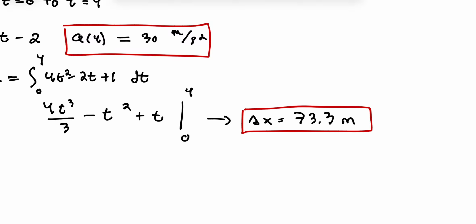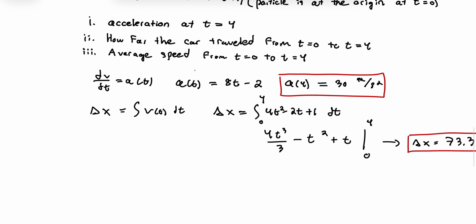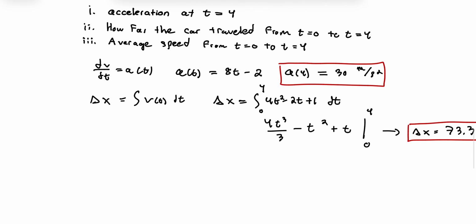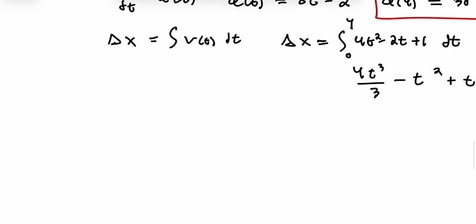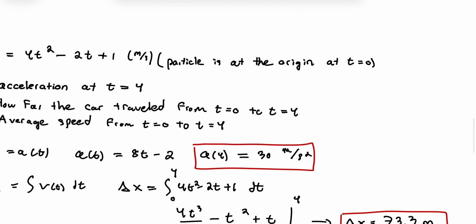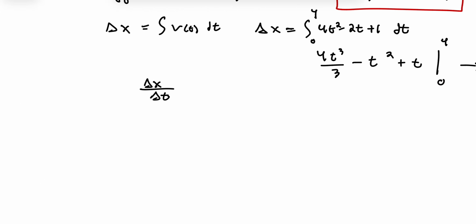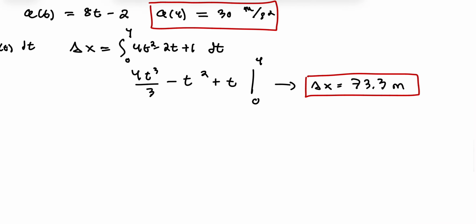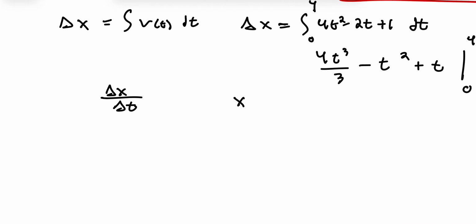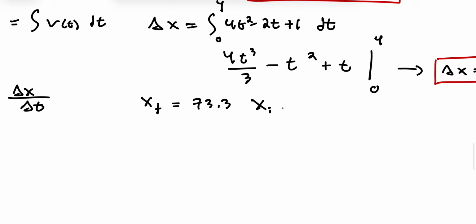All right, now for our last step, part 3, we want to find the average speed from t equals 0 to t equals 4. The average speed formula is given as the change in x divided by the change in time. So since we know that the particle starts at the origin at t equals 0, we know its final position is just going to be essentially whatever accumulated over those 4 seconds, which we know is this value right here. So we can say for our x2, or we'll call it x final, we'll call this 73.3. Our initial position is just simply going to be 0 because it's at the origin. Our final time is 4 seconds, and our initial time is just going to be 0.